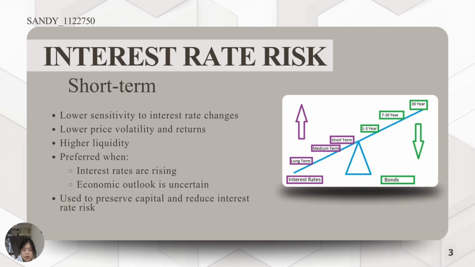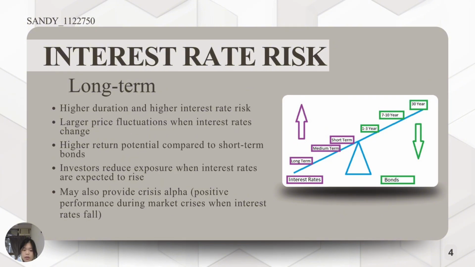Short-term government bonds are less sensitive to interest rate changes. They have lower duration, lower price volatility, and higher liquidity. As a result, when interest rates are rising or when economic conditions are uncertain, investors tend to prefer short-term government bonds to reduce the interest rate risk and preserve capital.